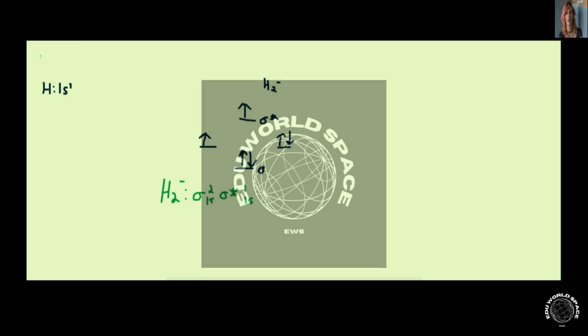So calculate the bond order. If we have two electrons in our sigma orbital, we have a bond order of 1. However, that's partially canceled out by the weakening we get by having an electron in our anti-bonding orbital. So our bond order is going to be 2. Sorry, bond order is going to be 0.5.